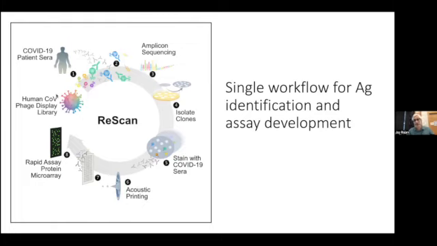And you isolate each of those clones individually, and then we were able to use an acoustic liquid handler, an Echo, to print them onto a nitrocellulose membrane, and then counterstain them with COVID-19 sera, and use that to identify an optimal antigen set for a diagnostic test for COVID.